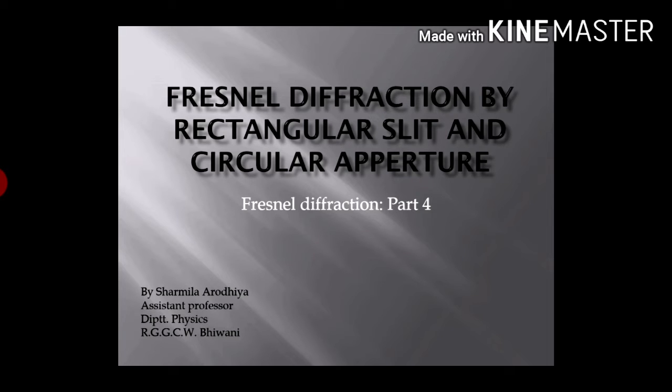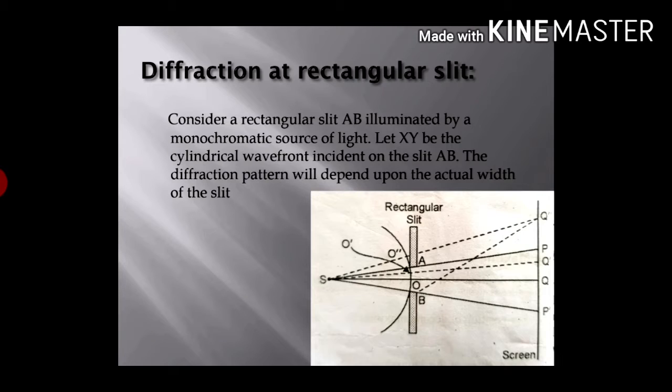Today we will discuss diffraction by a rectangular slit and circular aperture. First, let's discuss diffraction at a rectangular slit. Consider a rectangular slit AB illuminated by a monochromatic source of light. Let XY be the cylindrical wavefront incident on the slit AB. The diffraction pattern will depend upon the actual width of the slit.